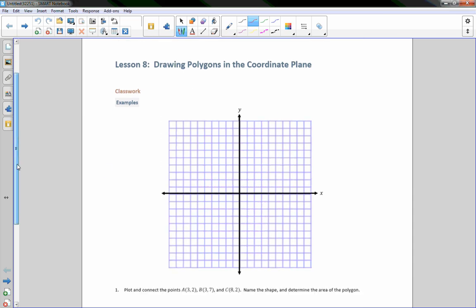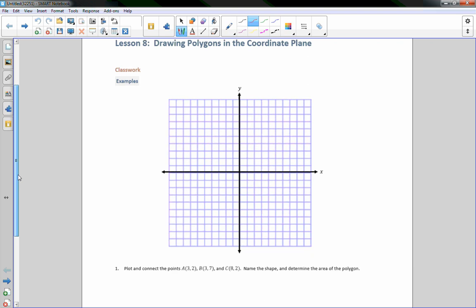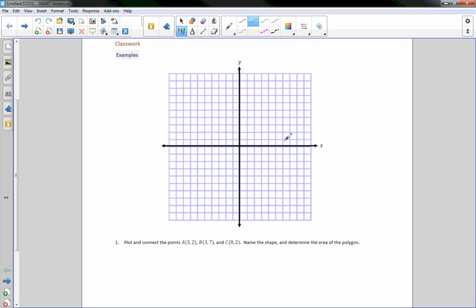Okay, so this first classwork example shows a coordinate plane. X-axis is labeled, Y-axis is labeled, and number 1 says plot and connect the points A(3, 2), B(3, 7), and C(8, 2). Name the shape and determine the area of this polygon. So if I'm going to plot A, I'm going to go to the right 3, 1, 2, 3, up 2, 1, 2, and put a dot here. I don't know where the rest of these are, so I'll wait.